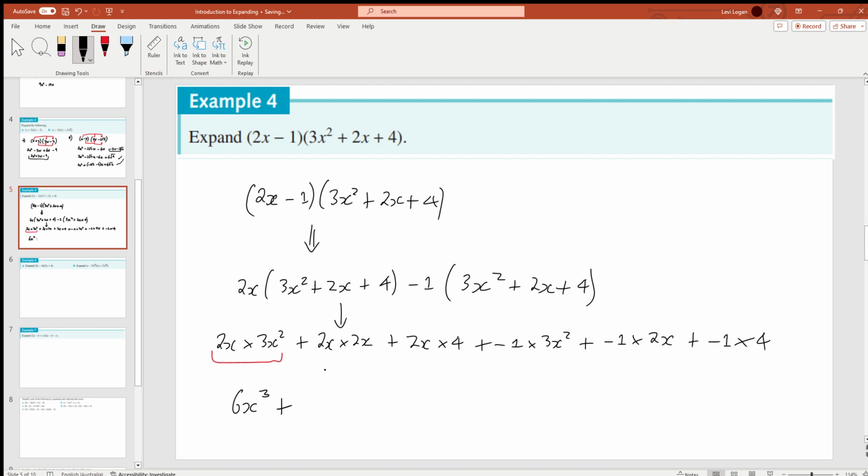This here will turn into 4x squared. This here will turn into 8x. This here will turn into minus 3x squared. This here will turn into minus 2x, and this here will be turned into minus 4.